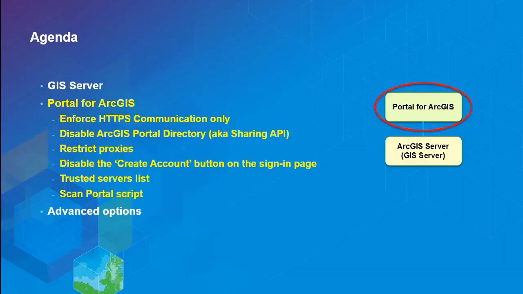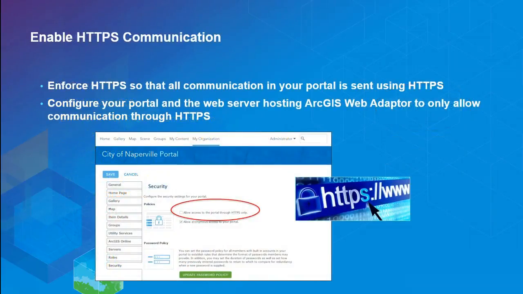We're going to talk about some of the things we already mentioned, like HTTPS and disabling directories. We'll spend a bit of time on dealing with proxies. That's a component of Portal that presents a very real risk if it's not managed carefully. And we'll round out with the server scan script for Portal, which again is the one thing you really should consider from this session, because it's going to cover things not even in this session, in addition to everything we've talked about.